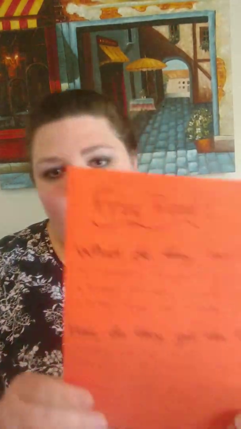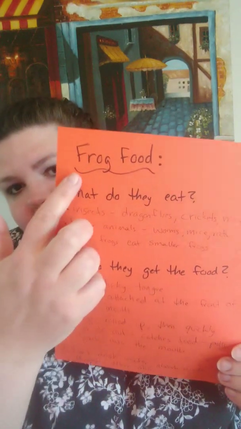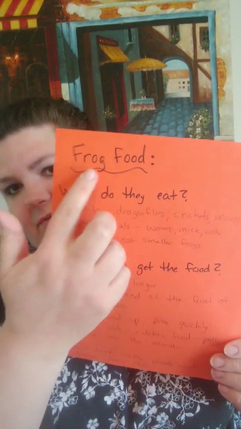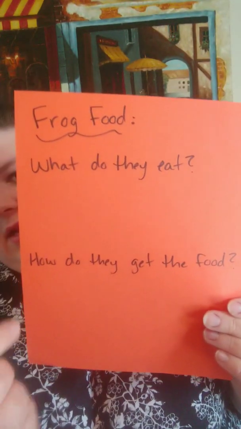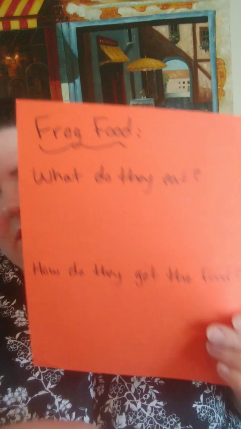Then I want you to take your notebook or a piece of paper, and I want you to put the topic at the top. So mine was frog food. Then I want you to take a minute and think of what are some questions you have about that subtopic that you want to learn more about. I wanted to learn about what do they eat and how do they get the food. So you already have your mindset of what you're going to be seeking.